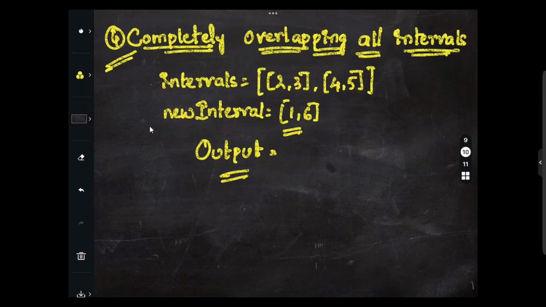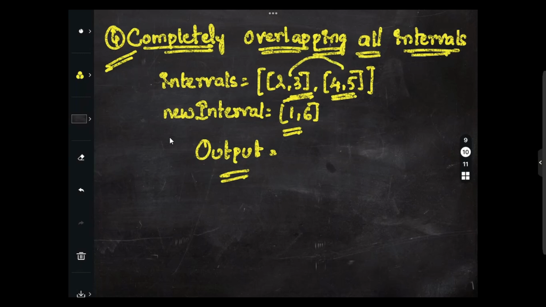The fourth edge case: completely overlapping all intervals. The intervals are 2 comma 3 and 4 comma 5, and in this case the new interval is 1 comma 6, right? So here you can clearly see we have the merged interval 1 comma 6 itself. So the output will be 1 comma 6.